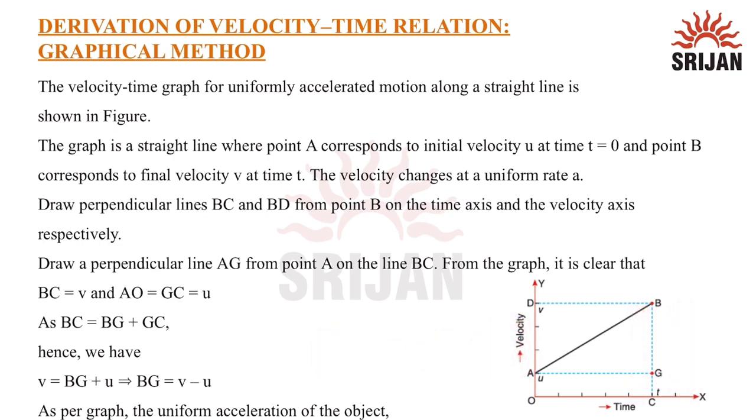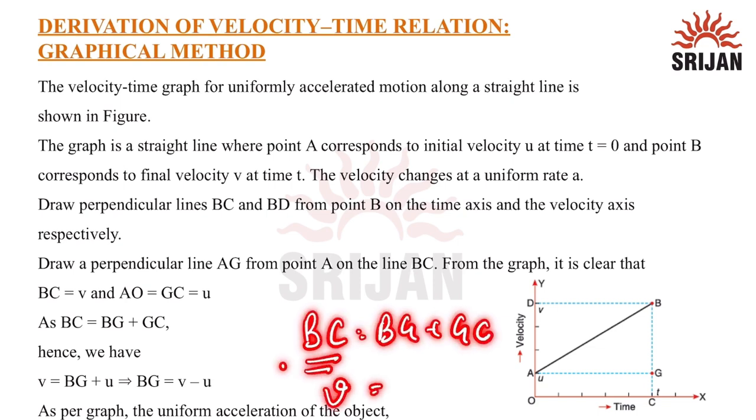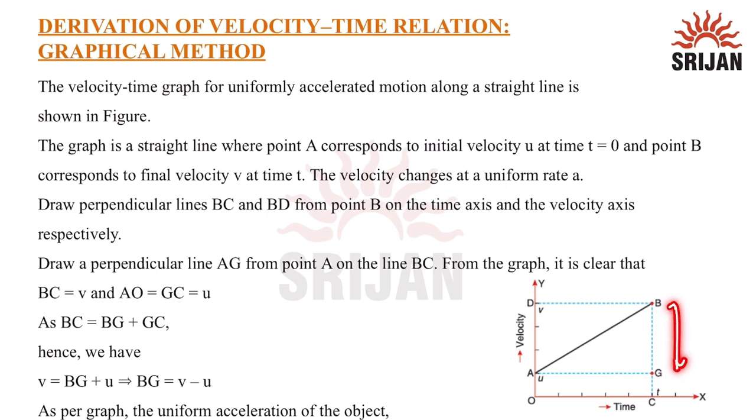And we know that BC would be equal to BG plus GC. And we know that velocity BC is capital V, BG is what we have to find, and GC would be equal to U, right? So we can simply say that BG would be equal to V minus U.